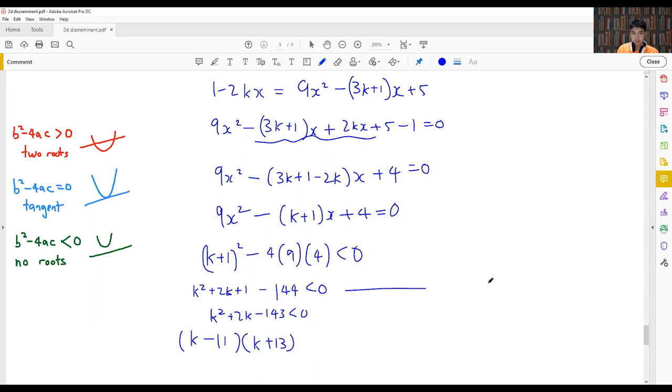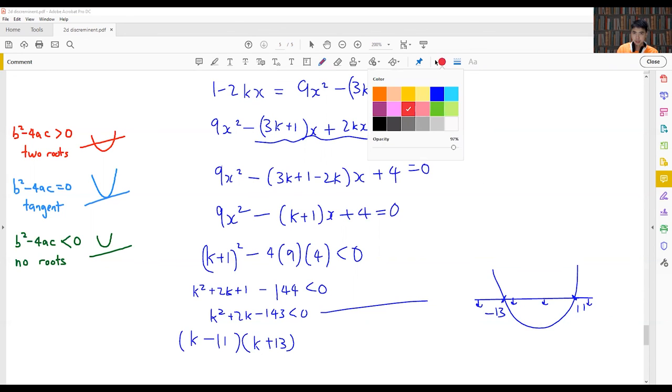Again, when we sketch out this graph at the bottom here, it will look something like this. And these are the values here for -13 and 11. Okay, you want it to be less than 0. So it's the part of the graph that is below this flat line here. Meaning to say, again, it is the values in between. And therefore, the possible values for k has got to be in between 11 and -13.